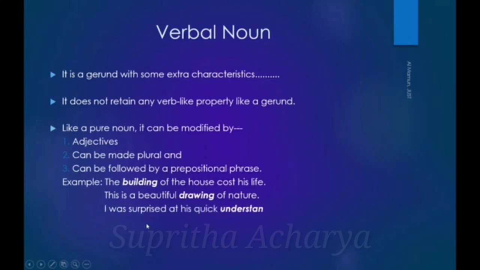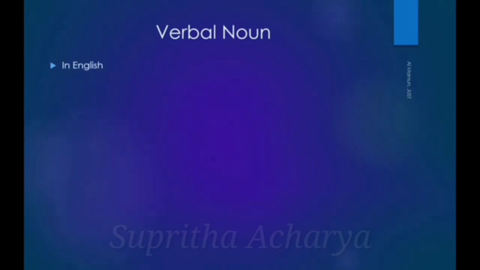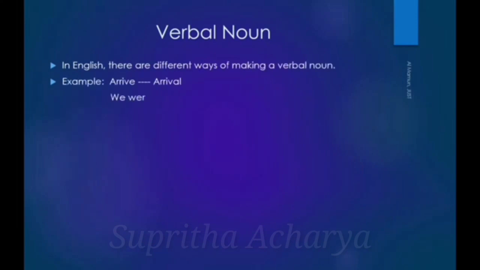I was surprised at his quick understanding of the matter. So again we have a determiner, then an adjective, and then the noun understanding, but it comes from the verb understand, and it is followed by a prepositional phrase. So it has all the characteristics of a noun. In English, there are different ways of making a verbal noun. For example, arrive, we get arrival. We are waiting for the arrival of the train.